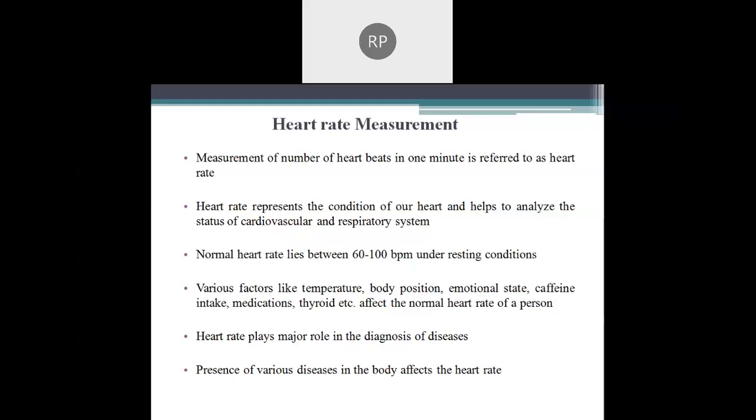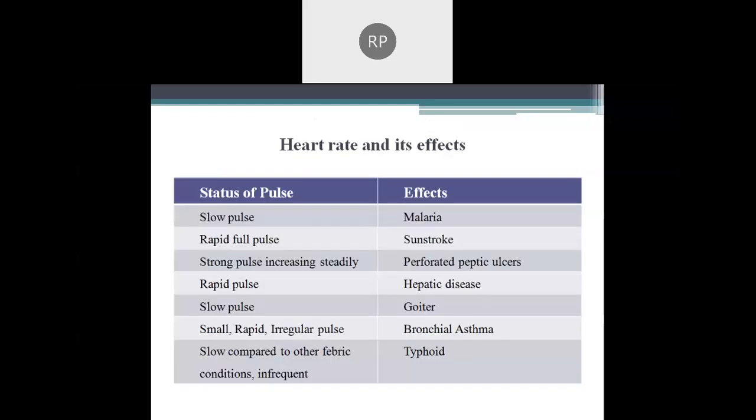Next slide. Heart rate measurement. The measurement of the number of heartbeats in 1 minute is referred to as the heart rate. Heart rate represents the condition of our heart and helps to analyze the status of the cardiovascular respiratory system. Normal heart rate lies between 60 to 100 bpm under resting condition. Various factors like temperature, body position, emotional state, caffeine intake, medication, thyroid, etc. affect the normal heart rate of a person. Heart rate plays a major role in the diagnosis of diseases. The presence of various diseases in the body affects the heart rate.